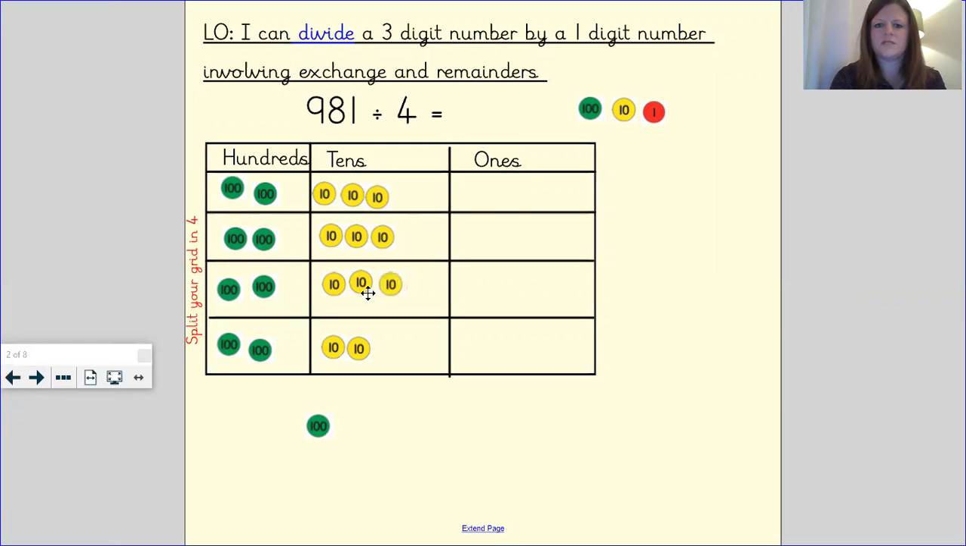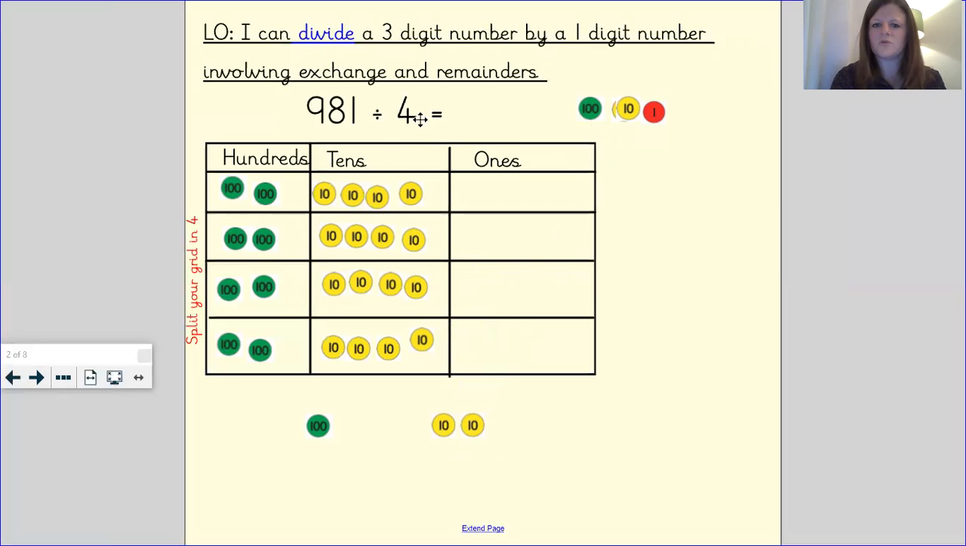So there's my 1 ten, 2 tens, 3 tens, 4 tens, 5 tens, 6 tens, 7 tens, 8 tens, 9 tens. Whoa, no, how many did I need? Only 8. In that case, these two I'm going to have to exchange again. What am I going to have to exchange these for? I'm going to exchange these for 20 ones.